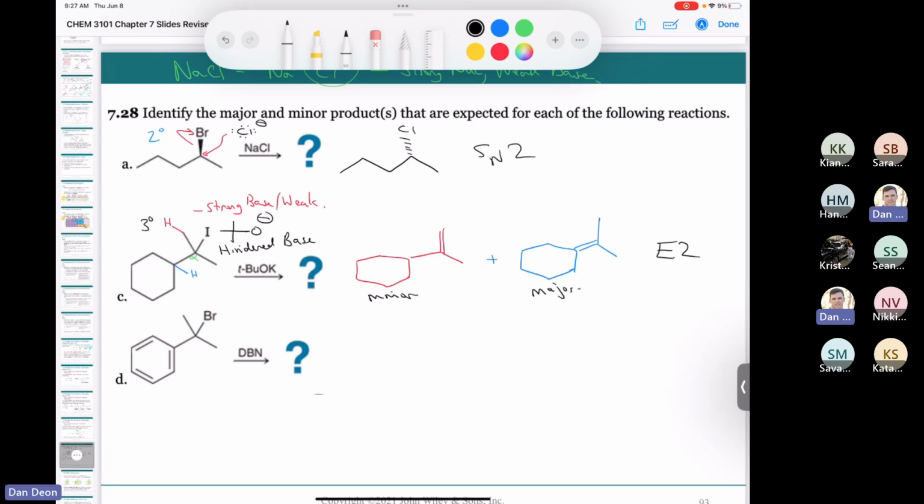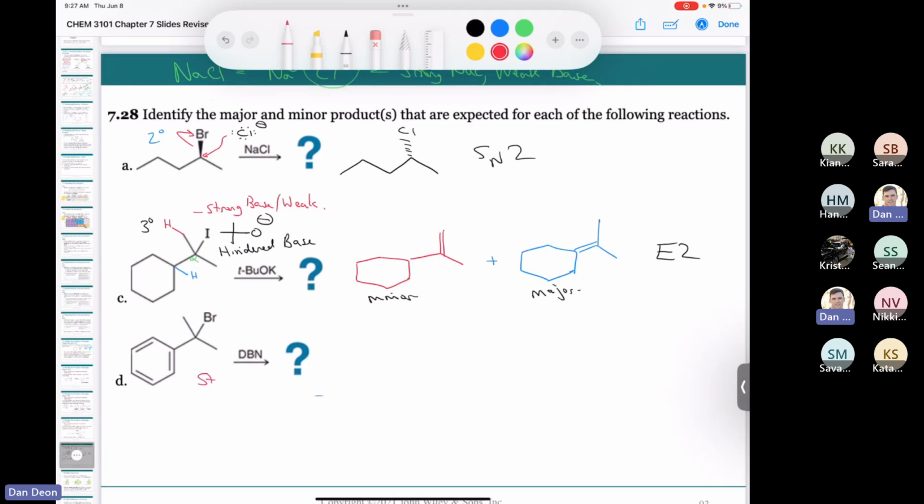Do the last one. So we have DBN, and again, I'll go over the structure of DBN later, but DBN we saw is a strong base and a weak nucleophile, and we have a tertiary alkyl halide. And so the only thing that can happen here would be E2, because you can't get any kind of substitution with something that's a poor nucleophile. And so the only thing we're going to get in this case would be E2.